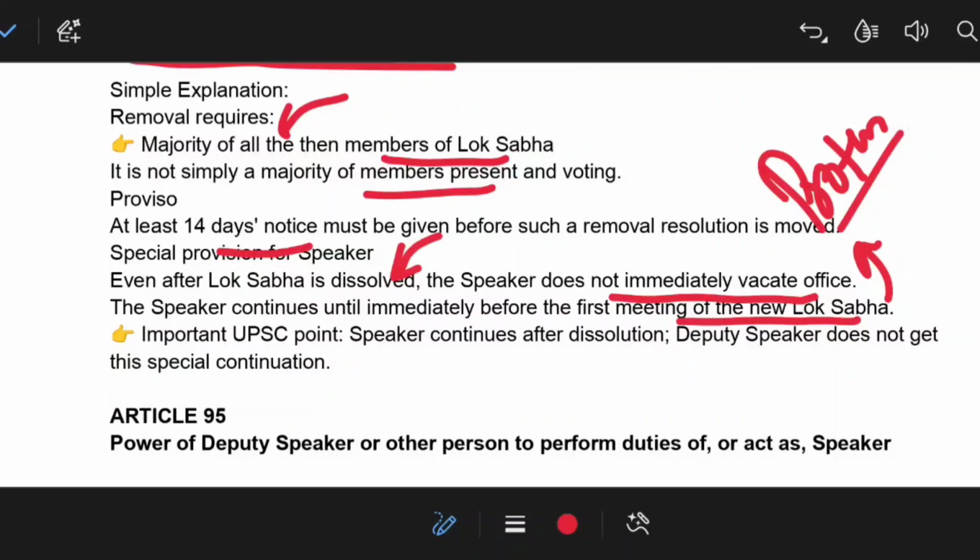So at the time when the Lok Sabha is dissolved, the office of the speaker is not generally vacant at that moment. No. The office of the speaker will be vacant when the new Lok Sabha attends its first meeting. But at that moment, the pro tem speaker will act and carry out the procedure till the election of the new speaker. That is the simple meaning. So the speaker continues after dissolution, the deputy speaker does not get this special continuation.